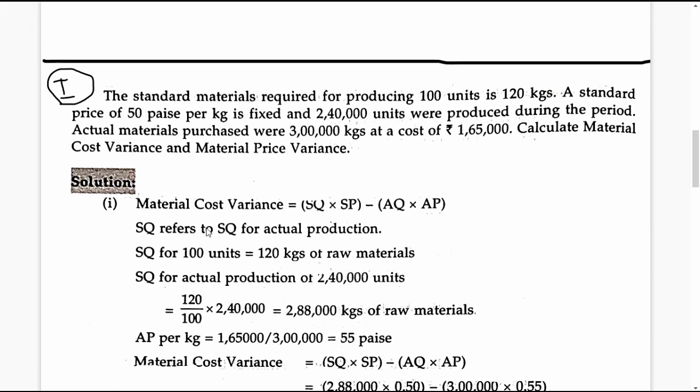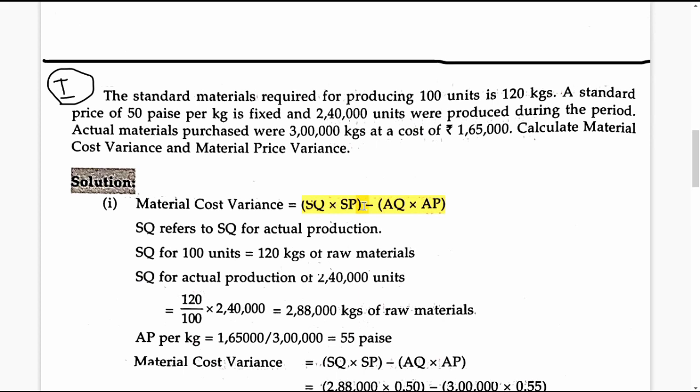Let us look at the details of the solution. What is the formula for calculating material cost variance? Standard quantity into standard price minus actual quantity into actual price. Here standard quantity refers to the standard quantity of input for actual production, because the standard details are given for the production of only 100 units, whereas they have actually produced 2,40,000 units of the finished product. Therefore, we need to convert the standard data for the actual production of 2,40,000 units so that we will be ready for computing variances, if any, between the standard data and the actual data.